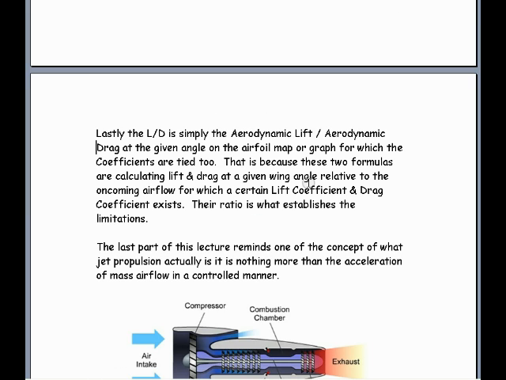Lastly, the L/D is simply the aerodynamic lift over the aerodynamic drag at the given angle. Now, if the L over D is already published, then you're pretty much going to have an easy time getting the lift and the drag at a certain angle based off the coefficient of lift at the angle. So at the given angle, the airfoil map or graph for which the coefficients are tied to, that is because these two formulas are calculating lift and drag at a given wing angle in a ratio relative to the oncoming airflow for which a certain lift coefficient and drag coefficient exist. Their ratio is what establishes the limitations.